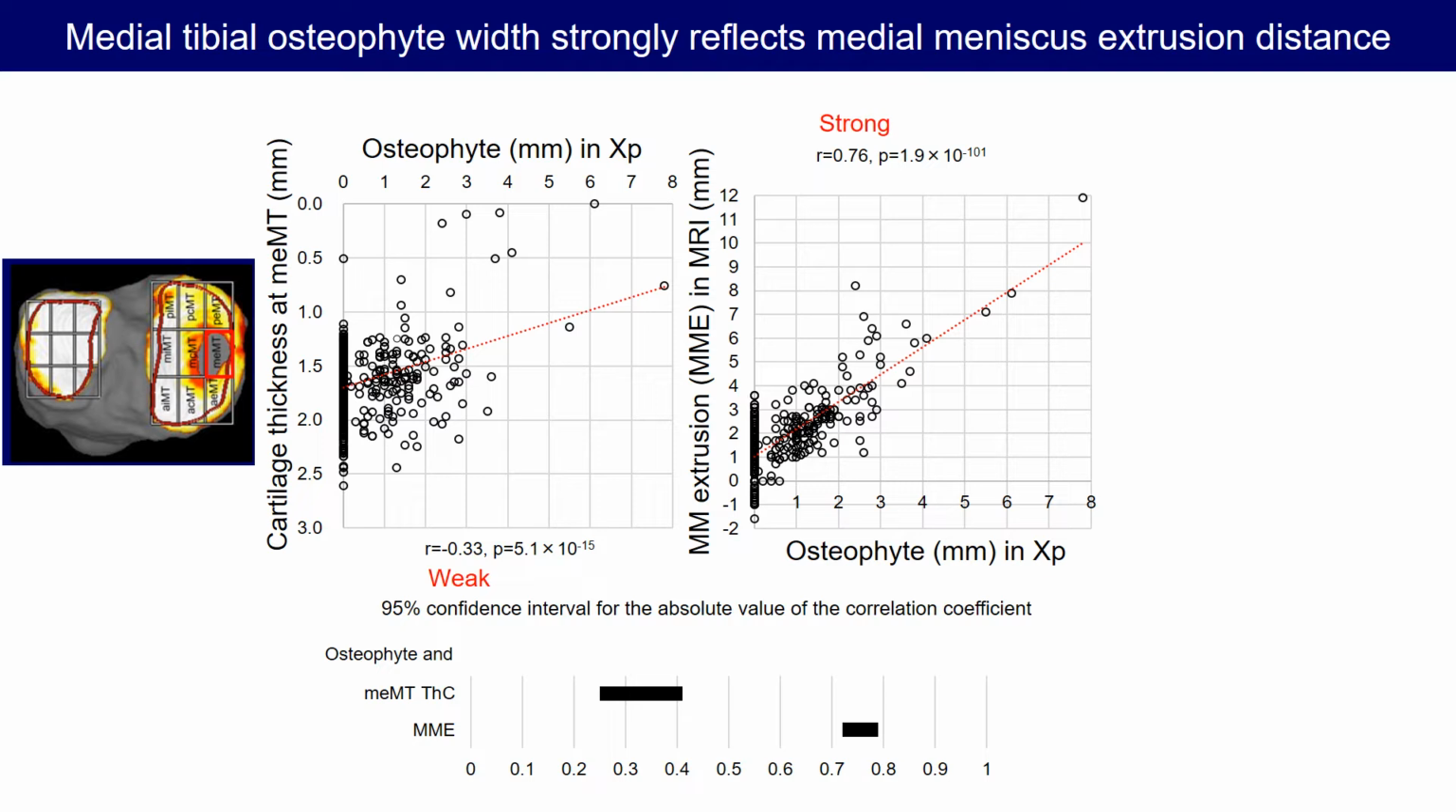Left graph shows the relation between osteophyte and cartilage thickness. Correlation coefficient was minus 0.33. Right graph shows the relation between osteophyte and medial meniscus extrusion. Correlation coefficient was 0.76. The graph below shows that the correlation coefficient was significantly higher for the medial meniscus extrusion than for cartilage thickness. Important point is, medial tibial osteophyte width strongly reflects medial meniscus extrusion distance.